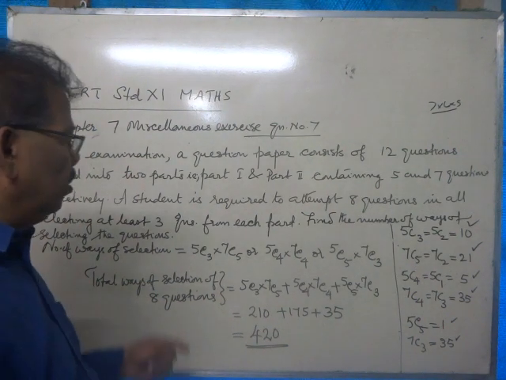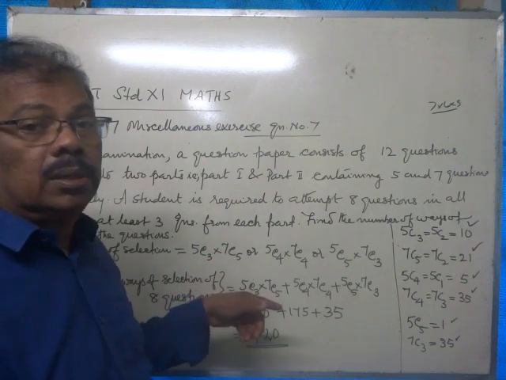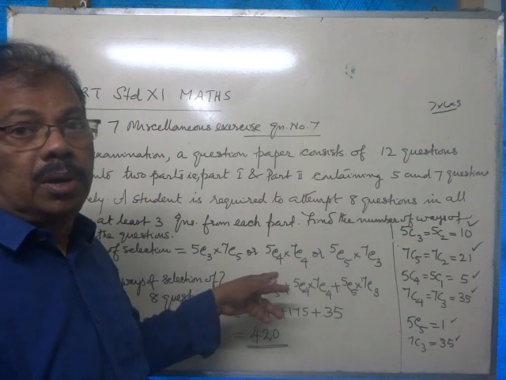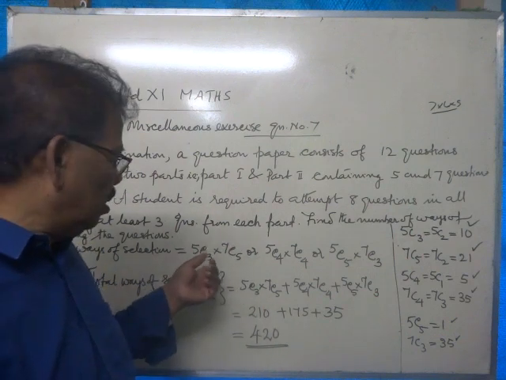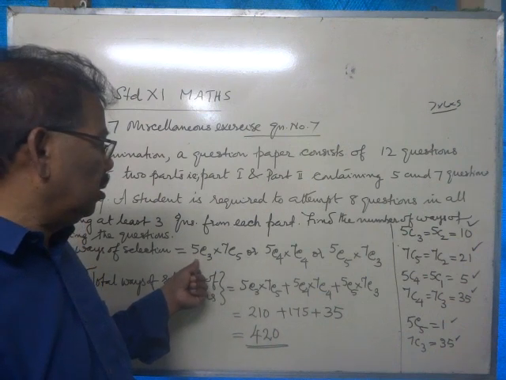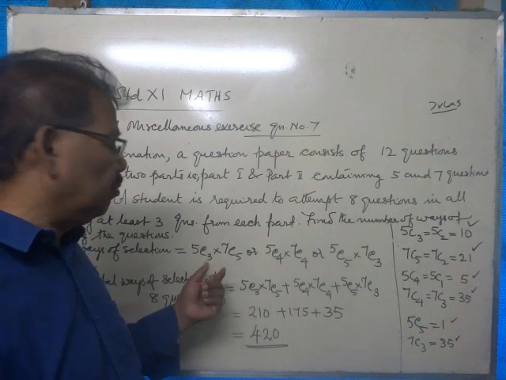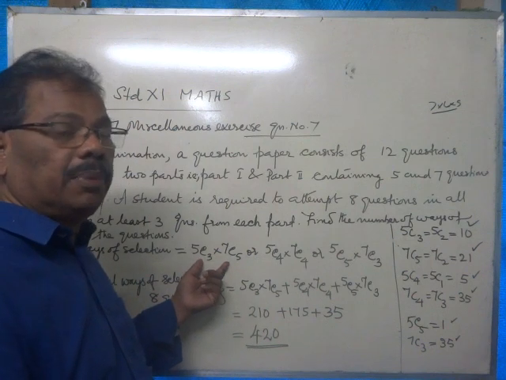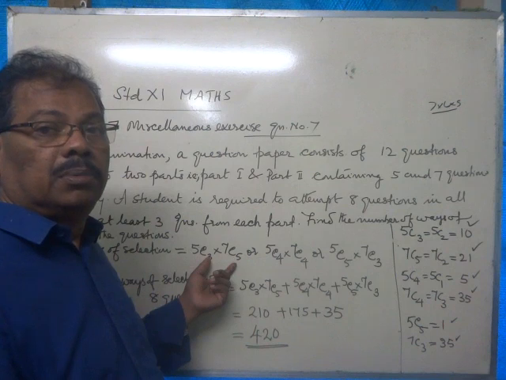Now, as the student is to answer at least 3 questions from each part, we shall begin thus. Let him answer 3 questions from the first part and the remaining 5 questions from the second part. Therefore, the number of ways of selection will be 5C3 multiplied by 7C5 according to the fundamental principle of counting.